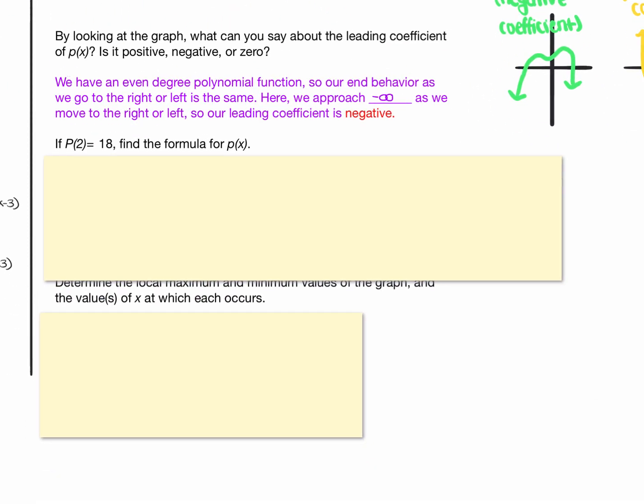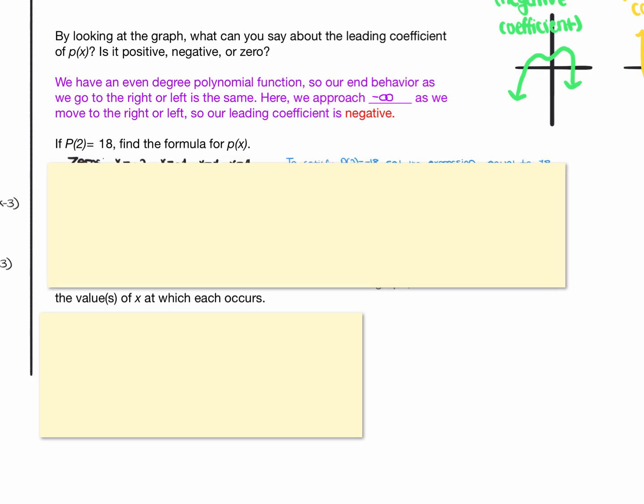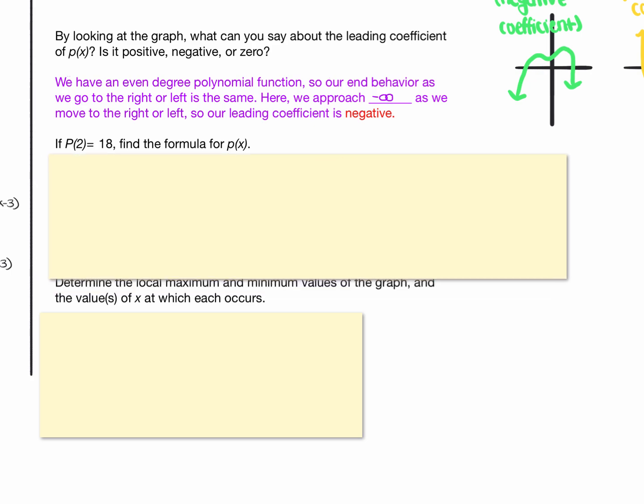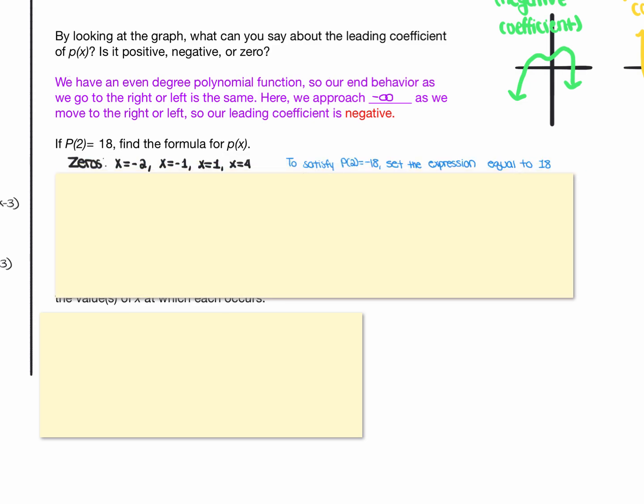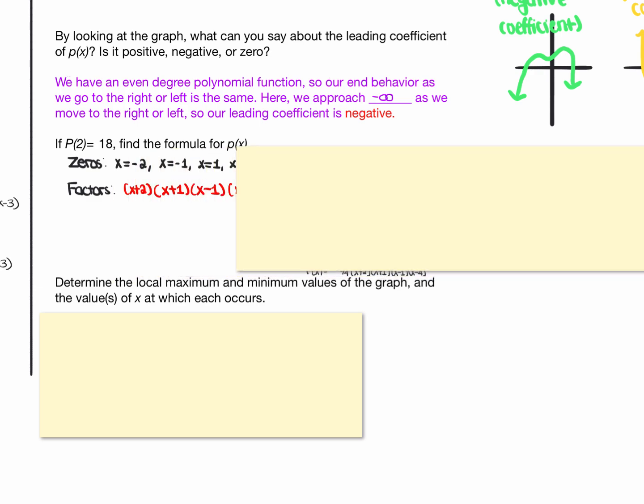Now it says if the value of the function evaluated at 2 is 18, find a formula for it. So number one, we know our zeros are negative 2, negative 1, 1, and 4. So I know I can create these factors from that. This is just by adding the 2, adding the 1, minusing the 1, minusing the 4. That's how I come up with my factors. Another way to think about it, if you plug these values into these expressions, it ends up being 0.